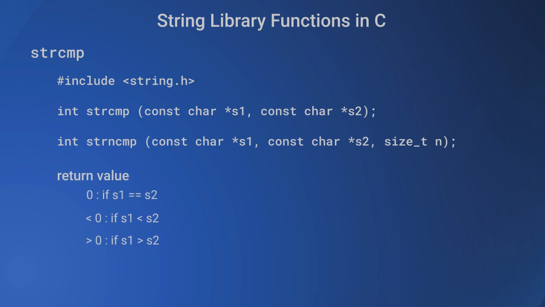strcmp returns 0 if string S1 is equal to S2, a negative value if S1 is less than S2, a positive value if S1 is greater than S2. strncmp works just like strcmp, except that only the first n characters of the two strings are used for comparison.